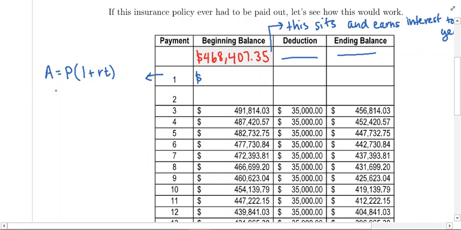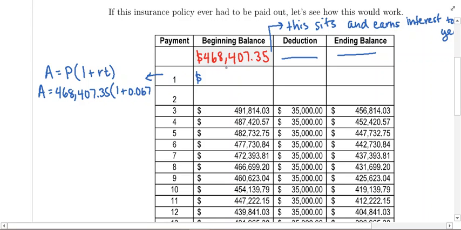Okay, so let's figure this out. The account balance right before the first payment is made. Well, the P value is how much we started with. The account started with $468,407.35. We've got to multiply that by 1 plus the interest rate, that is 0.067 times time.